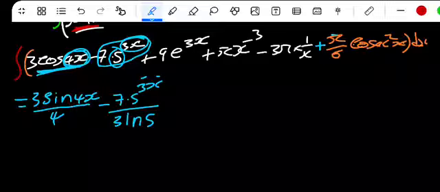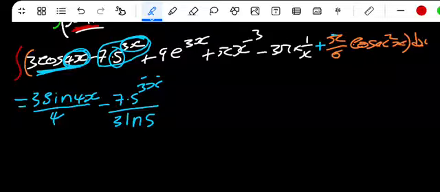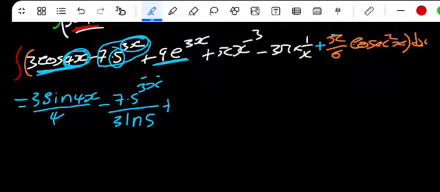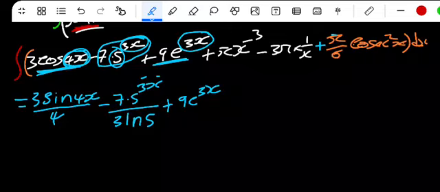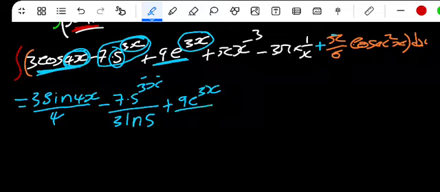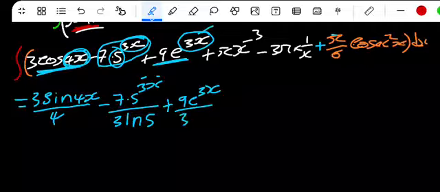Plus, this is still an exponential function. We have there 9, we write e raised to the power of 3x. This is our e. We'll divide by the derivative of the exponent. When you differentiate 3x you have 3, but we multiply by ln of the base. Our base is e, like that.